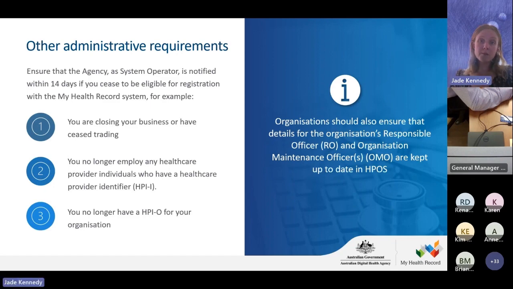The other requirement to be aware of is just ensuring that details for the organisation's responsible officer and organisation maintenance officer are kept up to date in HBOS.